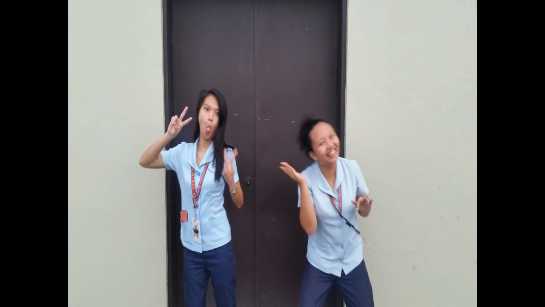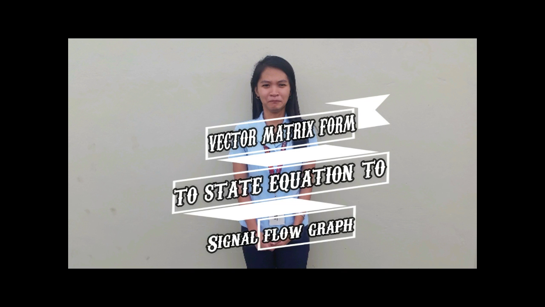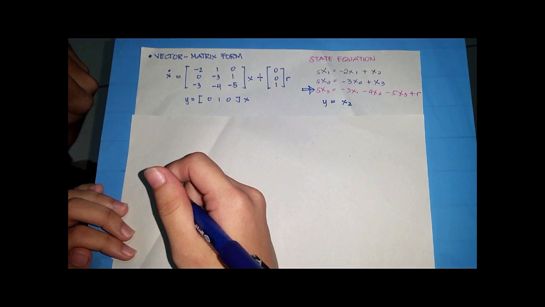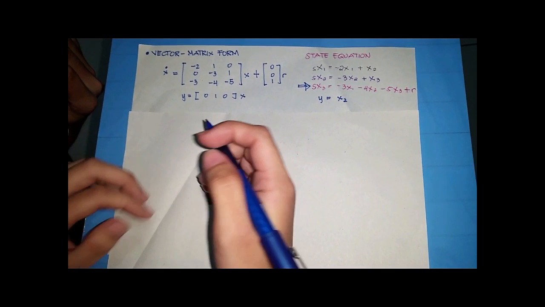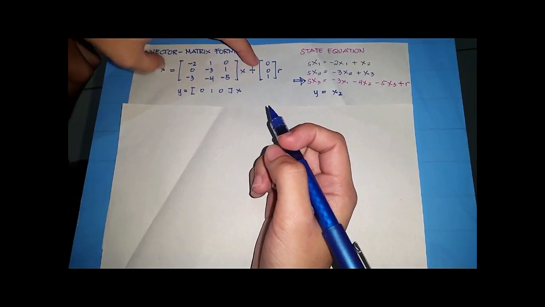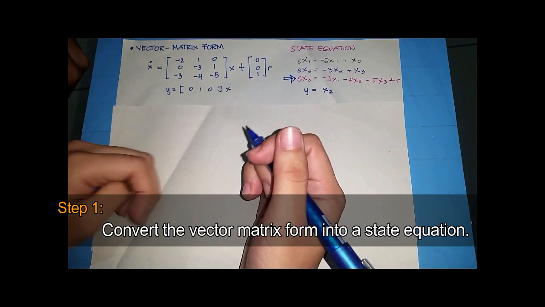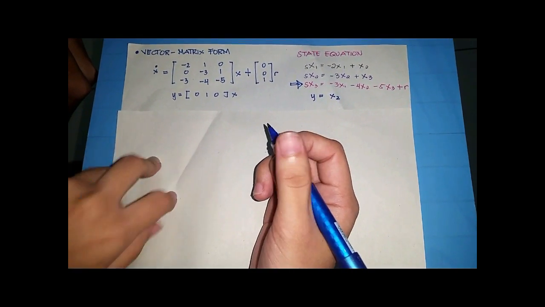Hi, I'm Marley Gamayon, I'm going to teach you another example in drawing a signal flow graph from vector matrix form to state equation. In order to get the signal flow graph of this vector matrix form, you may convert this into a state equation for simplicity, or not, if this form is convenient to you, just leave it as it is.